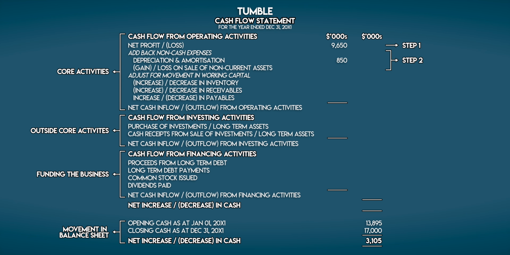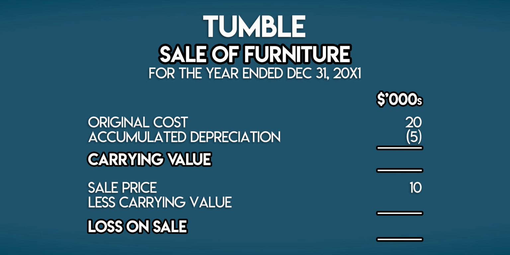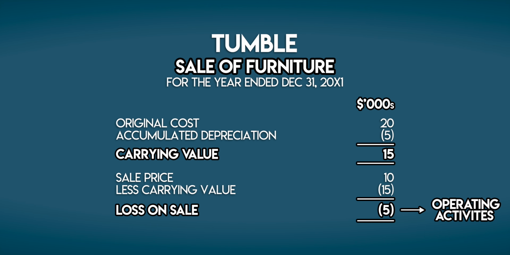But that's not all. Tumble made a loss on the sale of long-term assets. If we jump back to our key facts page, we said that they sold some furniture for $10,000. So let's quickly do some workings. This furniture originally cost Tumble $20,000, and by the time it was sold, it had incurred $5,000 in depreciation, leaving it with a carrying value of $15,000. Tumble sold this furniture for $10,000, which left them with a loss on the sale of $5,000.